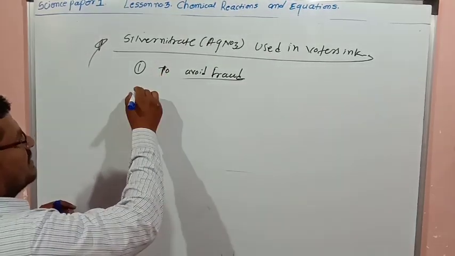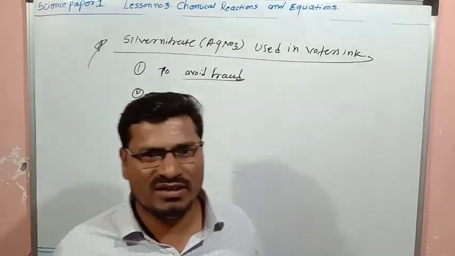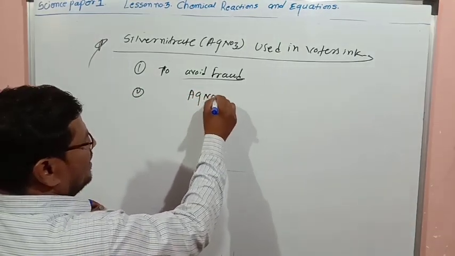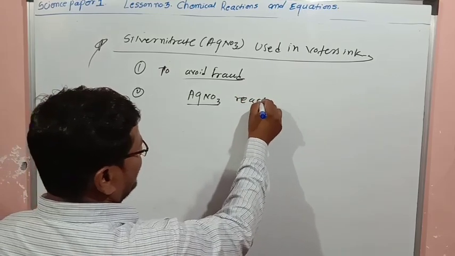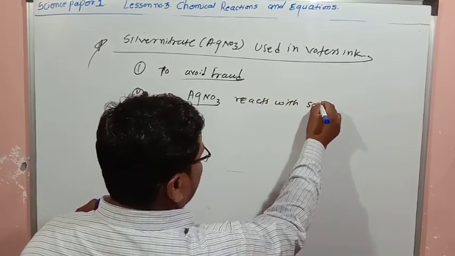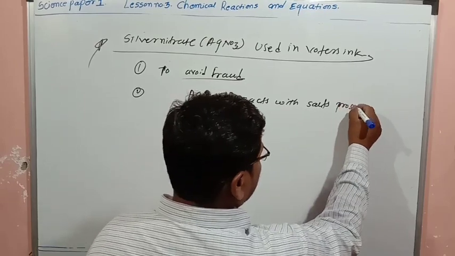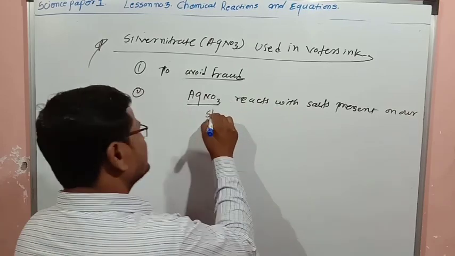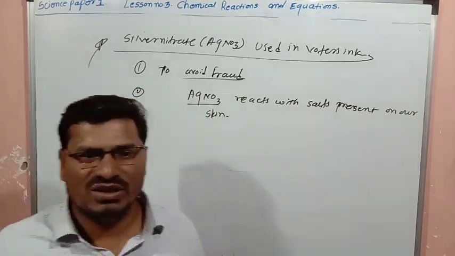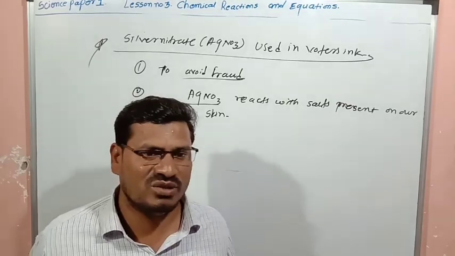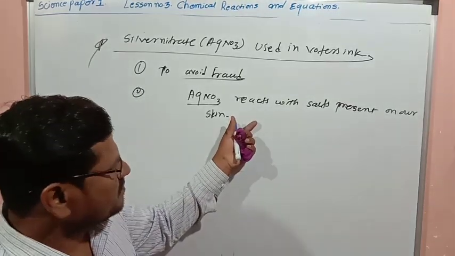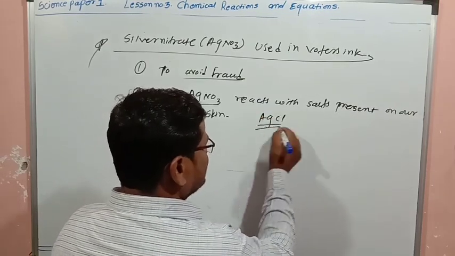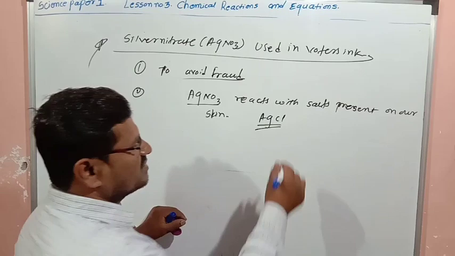The second thing is, if you mix silver nitrate in voter ink, then this silver nitrate, AgNO3, reacts with salts present on our skin. It reacts with the salts present on our skin, and after this, when it reacts, it will form AgCl, silver chloride.